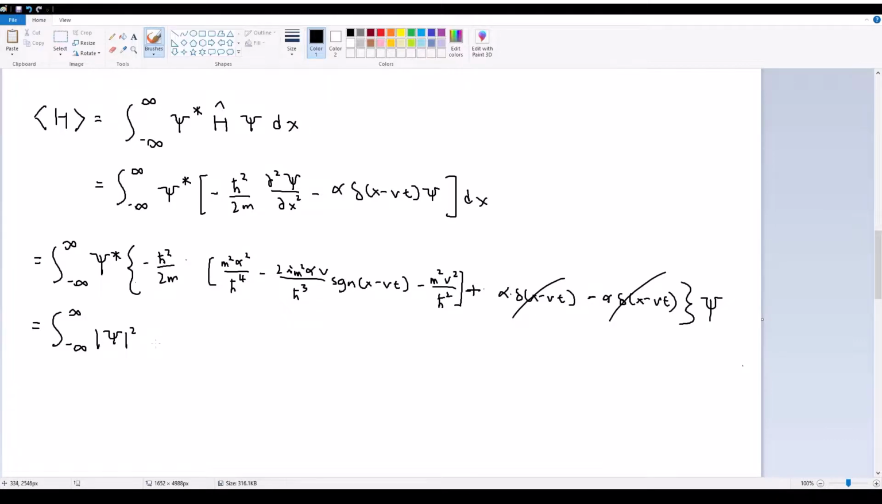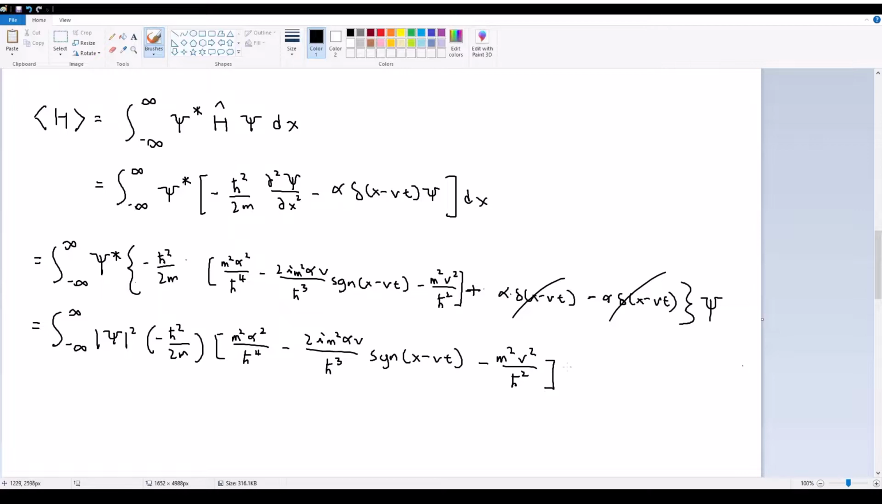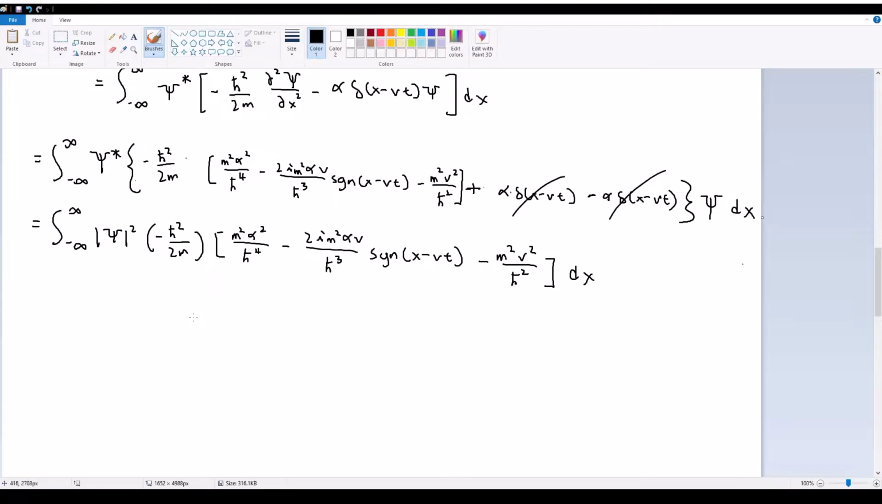So we have now negative h bar squared over 2m times m squared alpha squared h bar fourth minus 2im squared alpha v h bar cubed signum x minus vt minus m squared v squared h bar squared. Close this with a dx, and over here I also need to close this with a dx. So at this point we can split this. I'm going to factor out the negative h bar squared over 2m.